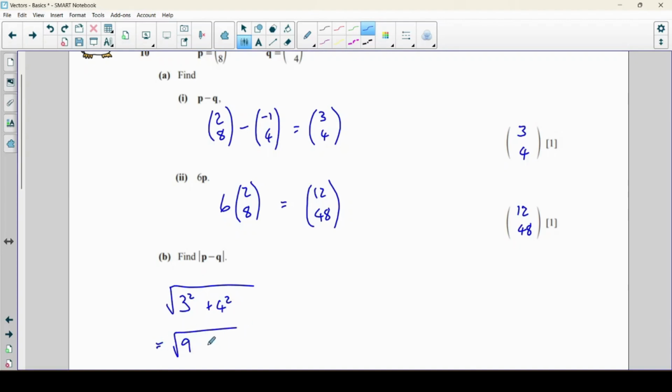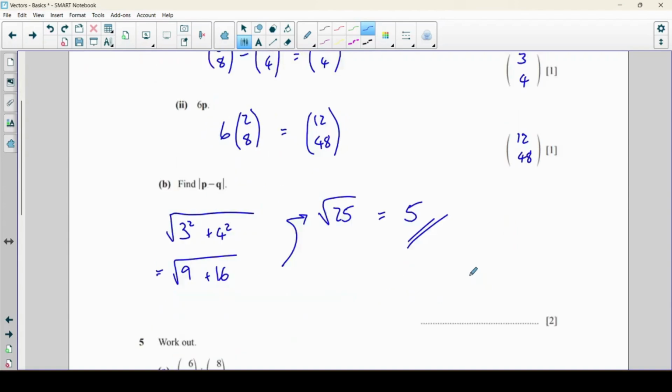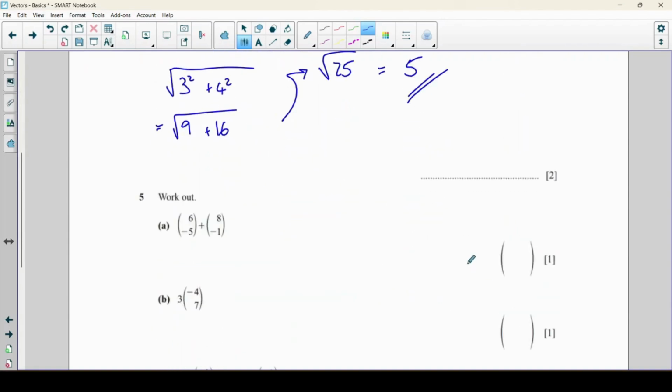3 squared is 9, 4 squared is 16. Add those two things up and we get square root of 25, and the square root of 25 is just 5. Let's write it on the answer line.